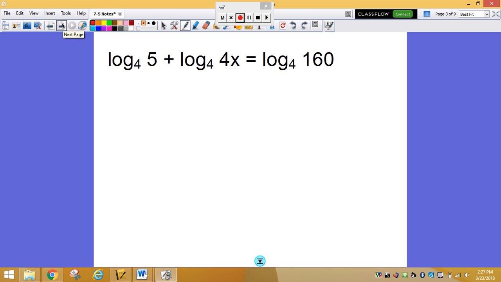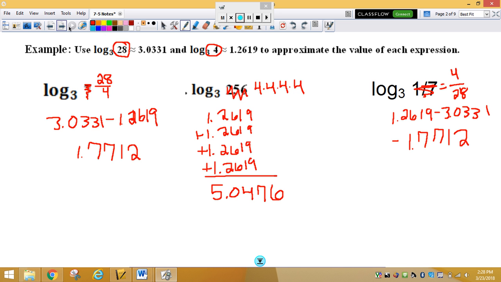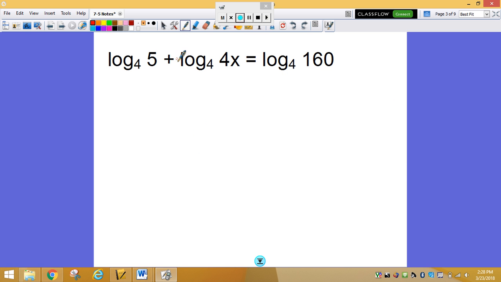Next is solving, okay? More solving. And we're kind of taking the skills that we just learned and doing the opposite. Here's what I mean. Before, remember I said if they're multiplying, then what did we do? We added them. And if they were dividing, we subtracted. Now we're going to do the opposite, okay? If they're adding, that means they're really multiplying. So all my log base 4s, I'm just kind of going to cancel them all out. They go away. And plus really means times.